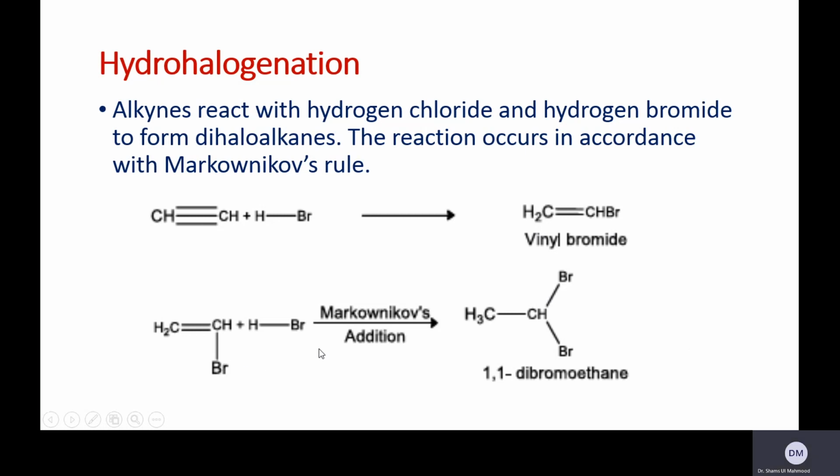Now we can use Markovnikov's rule, because this reagent HBr is unsymmetrical. This alkene is also unsymmetrical. So according to Markovnikov's rule, the negative part of the reagent will go to that carbon which has less number of hydrogens. So the Br will go to this carbon and hydrogen will go to this carbon. So CH2 will change to CH3, single bond CH and Br, meaning 1,1-dibromoethane. So the addition of HBr in the second step takes place according to Markovnikov's rule.